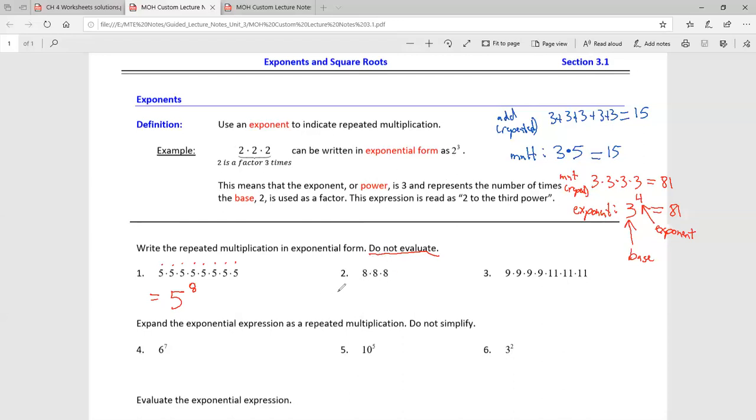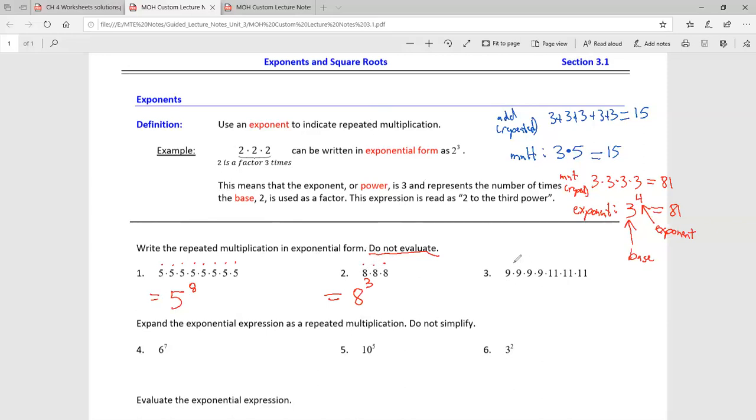So for problem 2, we have 8 being repeated over and over. So the base is an 8. And there are 1, 2, 3 of them. So that's 8 to the 3rd. Now again, I don't need to know what 8 to the 3rd is. I'm not asking you what 8 to the 3rd is. All I've asked you to do, all Connect has asked you to do, is to write it in exponential form. Yes, 8 to the 3rd happens to be 512, but I don't care, Connect doesn't care in regards to this problem.